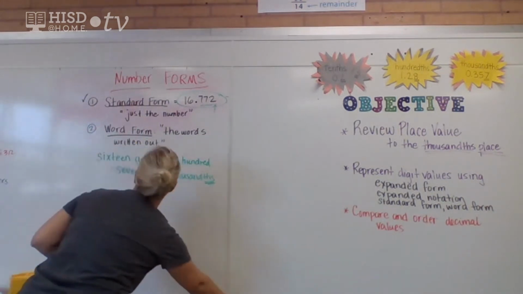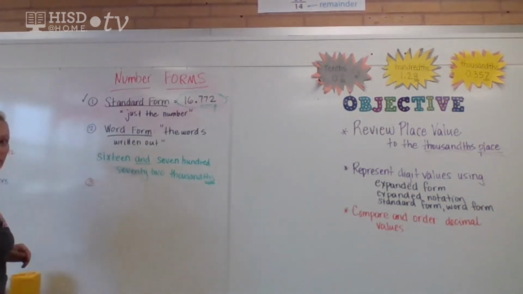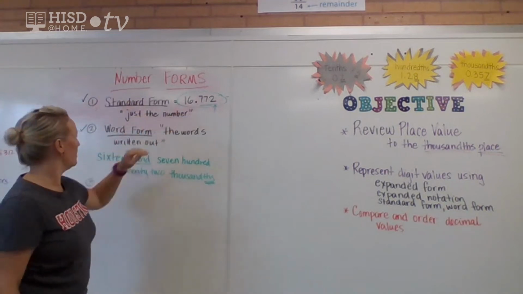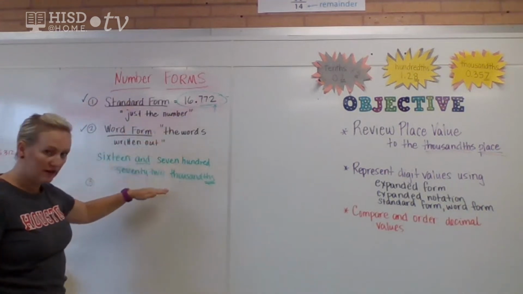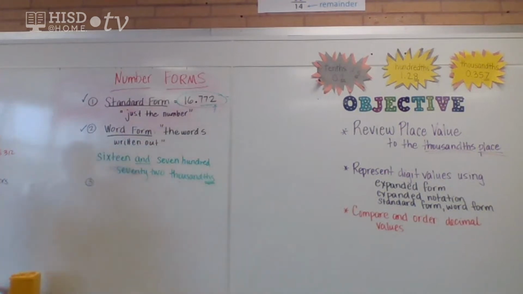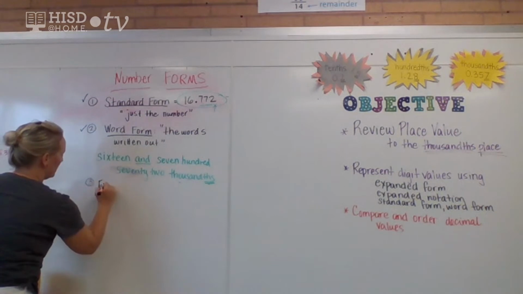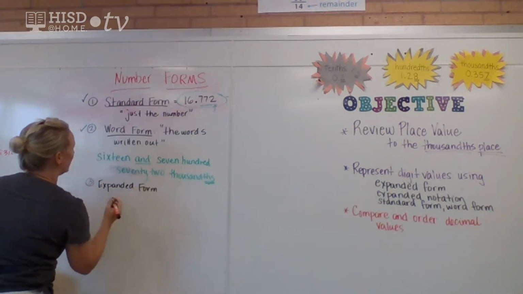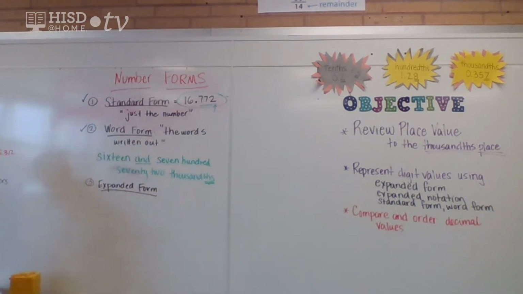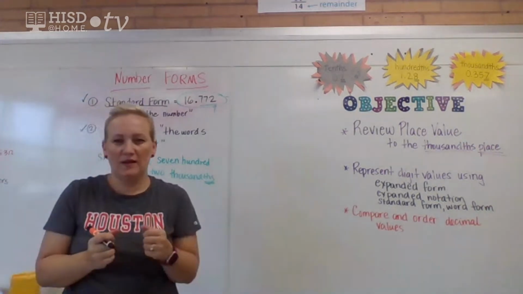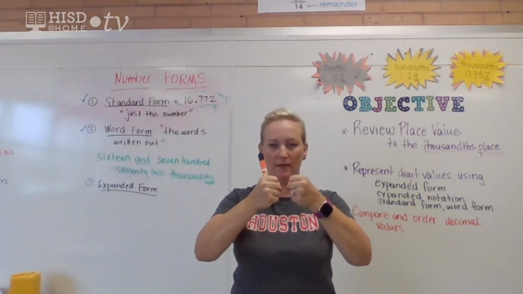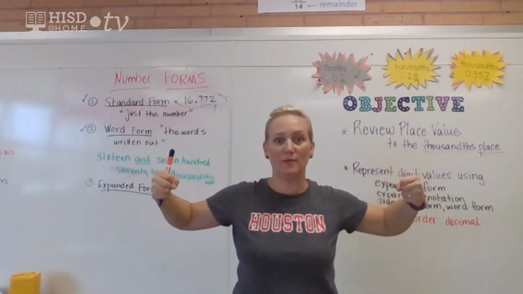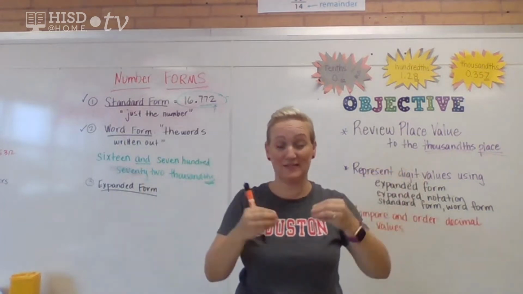The third one, I'm going to go back to black so you can see the pattern here. So we're done. We did standard form, just the number, word form, the words written out, and number 3 is called expanded form. So let's think about that. Expanded form. What does expand mean? If I take a rubber band and I do this, what am I doing with it? Expanding, right? Expand, make bigger, like take it apart basically, expanded form.